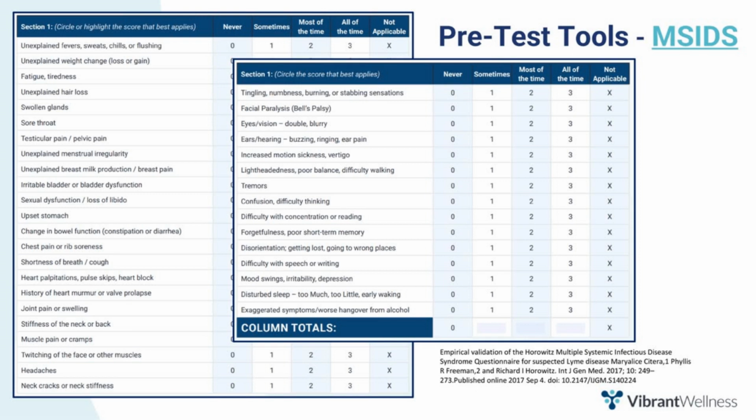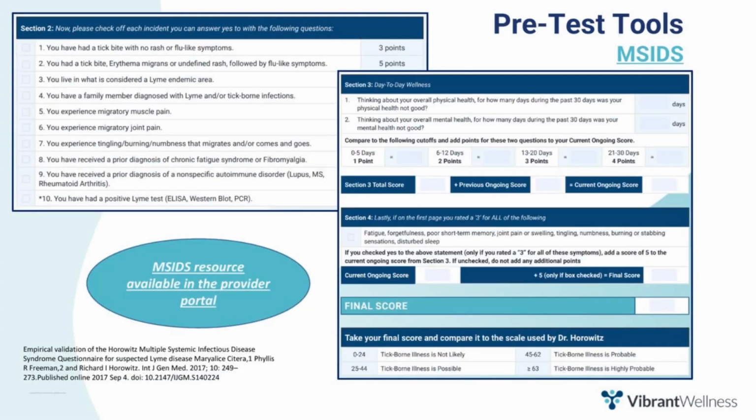Utilize the MSIDS questionnaire. This is the Richard Horowitz tool, the multi-system infectious disease syndrome questionnaire, and it is available in your provider portal. It will guide you through various sections between symptoms, geographic, onset. So a lot of those categories that I just went through, you can use the MSIDS questionnaire to guide those questions with your patients, and then populate a score that can tell you if it's probable, possible, or not likely.